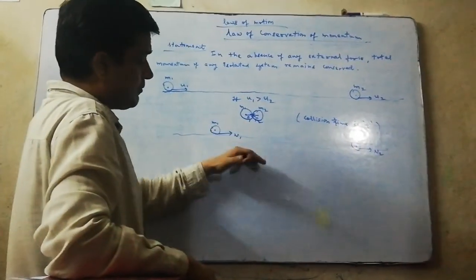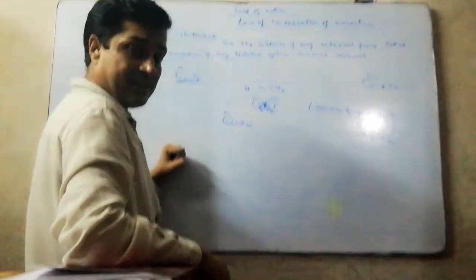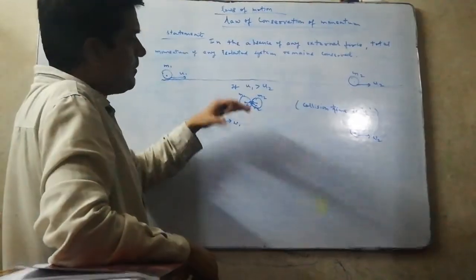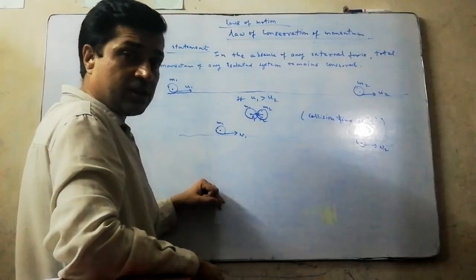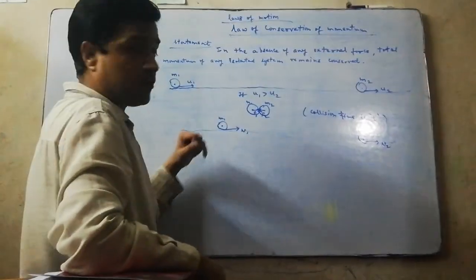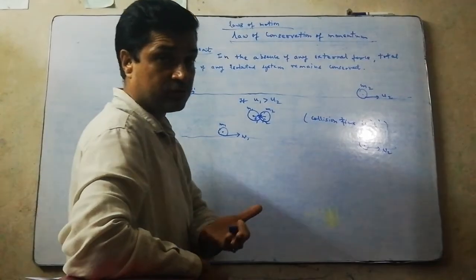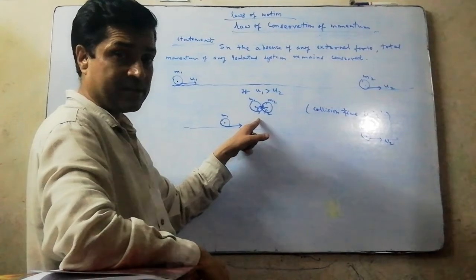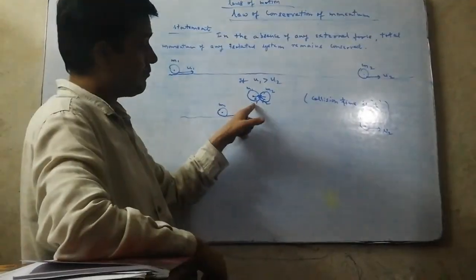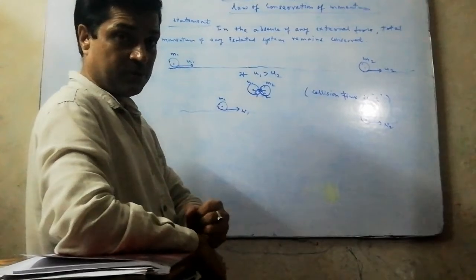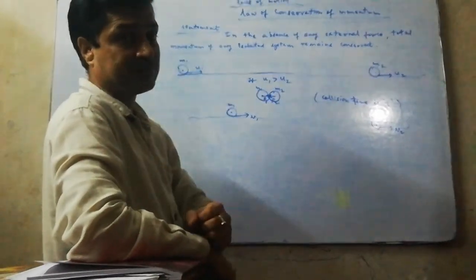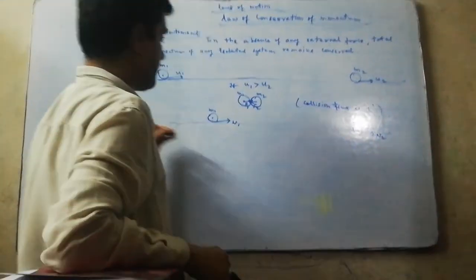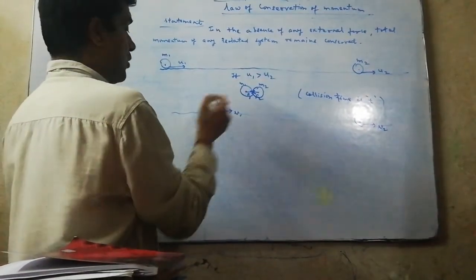So before collision, we have to calculate the total momentum. After collision, we will calculate the total momentum. And we have to prove that total momentum before collision is equal to total momentum after collision. Collision is an event. In this event, only internal forces, F1 and F2, are acting. But outside the system, no force is there.